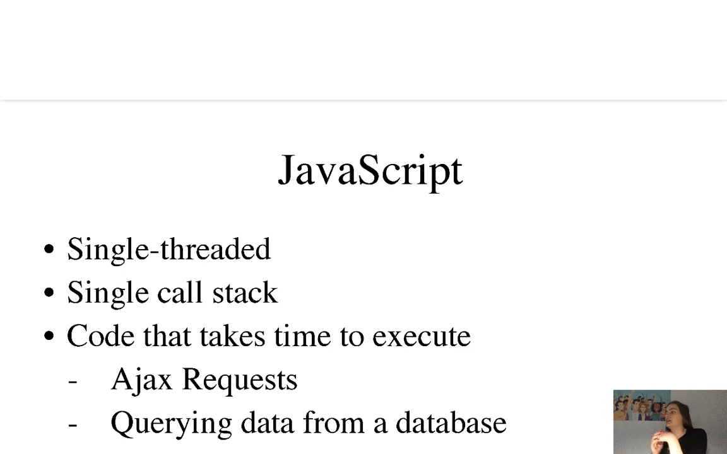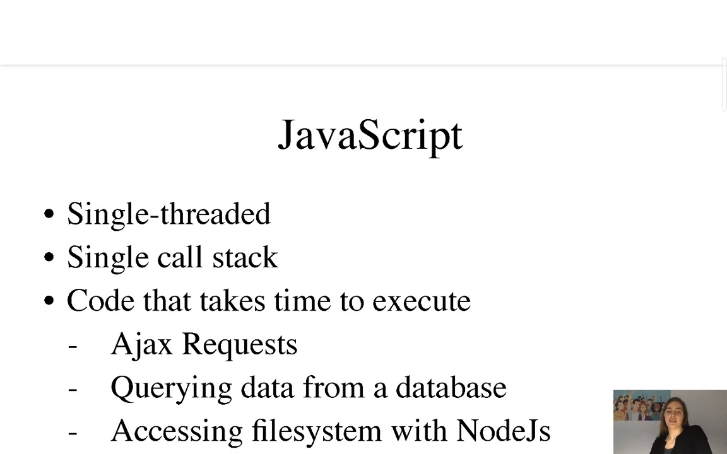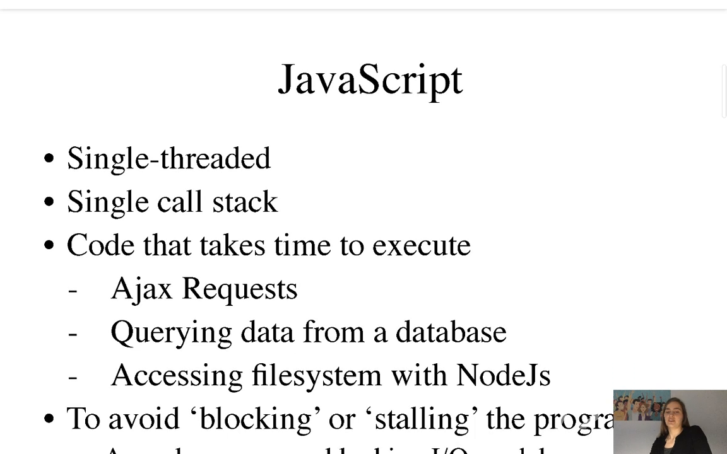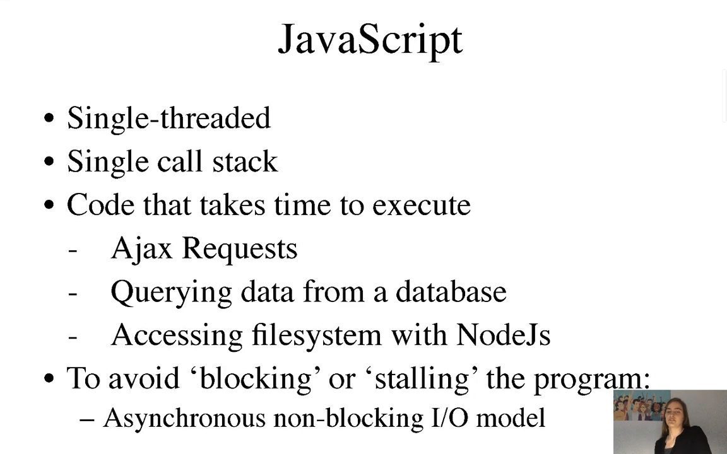So, for instance, if someone's on a website and you've got a long block of code running, you don't want your program to stall because then the user can't use the website. We don't want that. So we run code which takes a long time asynchronously. Some code that takes a long time to run would be AJAX requests, querying data from a database, accessing the file system with Node.js. So how does JavaScript deal with the problem?